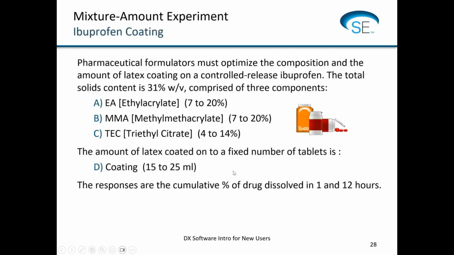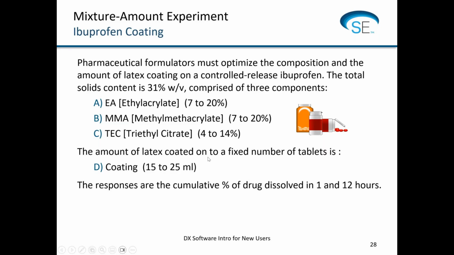So here's what we're going to do. In the few minutes that we have left, this is a fun little example. We're going to make an ibuprofen time-release coating. We have ibuprofen tablets, and what we want to do is put a coating on those so that they achieve a certain time-release property. I think we want 30% dissolved in 1 hour and 90% after 12 hours. And that's going to be the goal here.